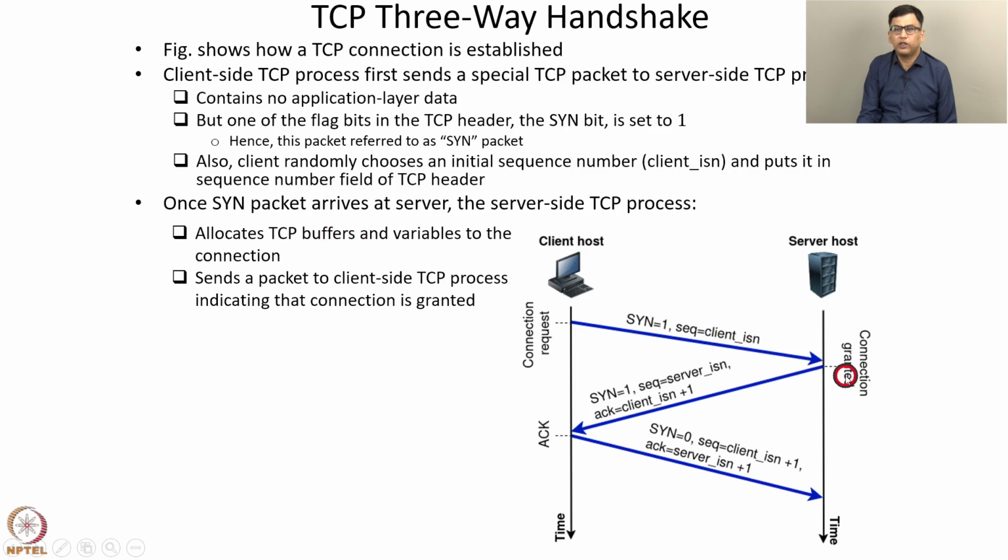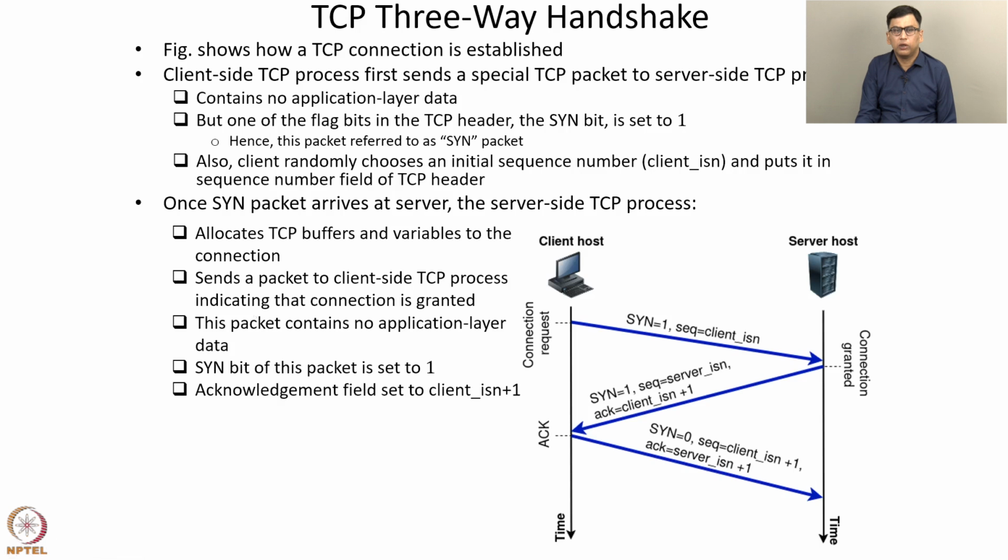So, at this point, the connection is granted by the server host to the client host. This packet contains no application layer data. This packet has the SYN bit in it set to 1. So, that is shown here. The SYN bit in this message is 1, and the acknowledgement field is set to client ISN plus 1. That is because this message acknowledges this message. So, the acknowledgement field is set to client ISN plus 1.